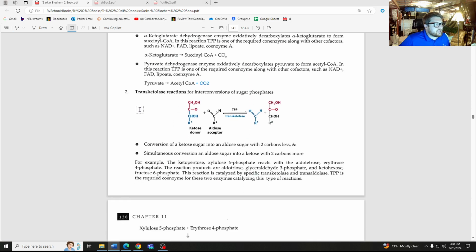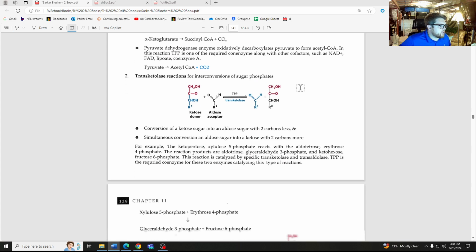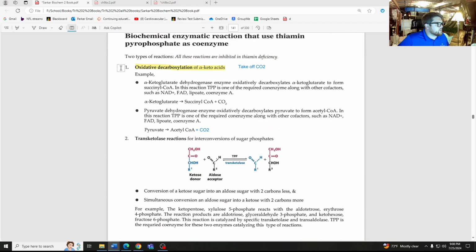Also transketolase reactions for interconversions of sugar phosphates. So this is what you're going to want to remember. If you're making a chart, a little graph, these are the things that I would make sure that you add. So the name of the B vitamin, its general name, what its active form is, as well as its reactions.